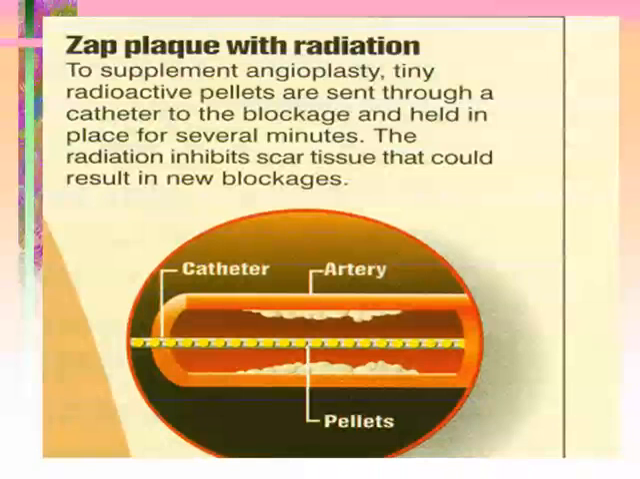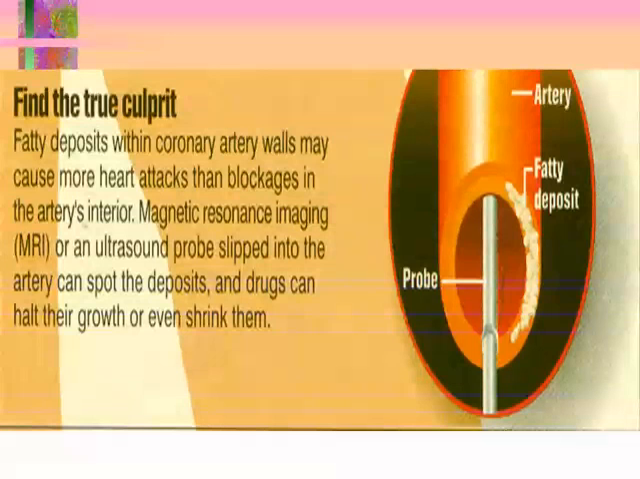And they also can zap the plaque with radiation. As a supplement to angioplasty, tiny radioactive pellets are sent through the catheter to the blockage and held in place for several minutes. The radiation inhibits scar tissue that could result in new blockages. And this is showing finding the true culprit, where you have fatty deposits within the coronary artery walls that can cause more heart attacks and blockages in the artery's interior. Magnetic resonance imaging, or MRI, or an ultrasound probe slipped into the artery can spot the deposits, and then drugs can halt their growth or even shrink them.